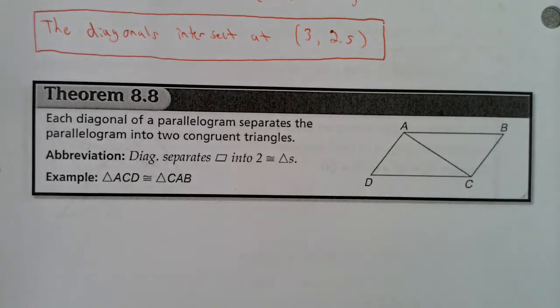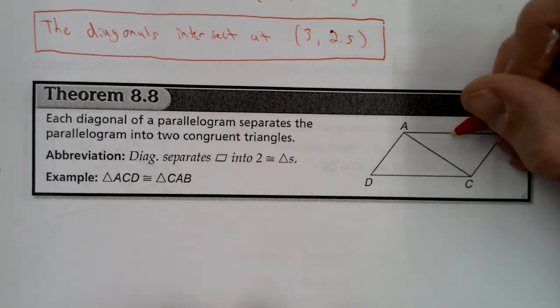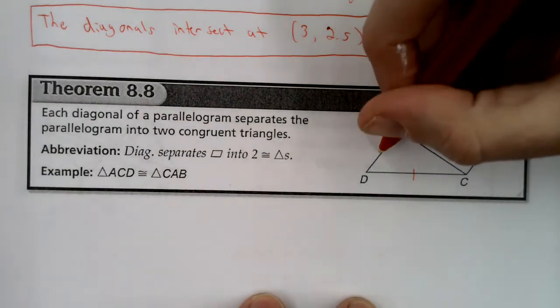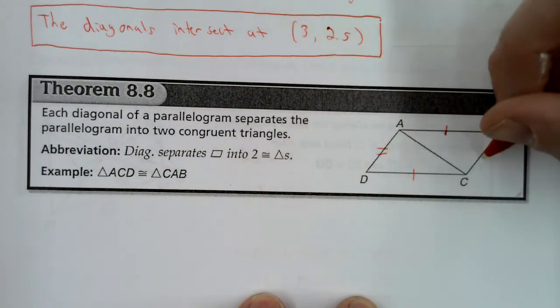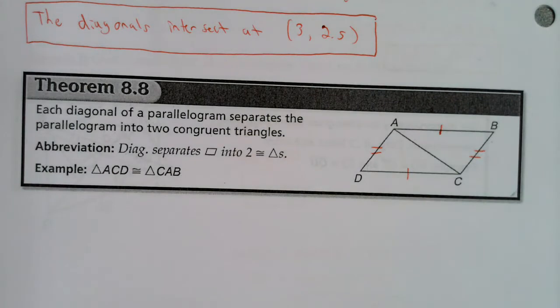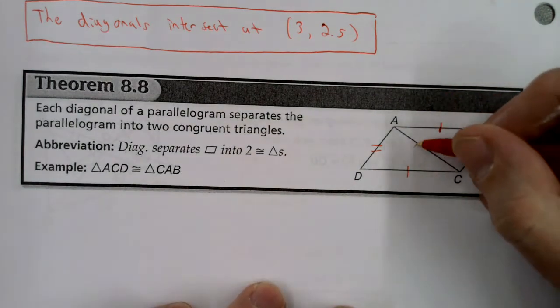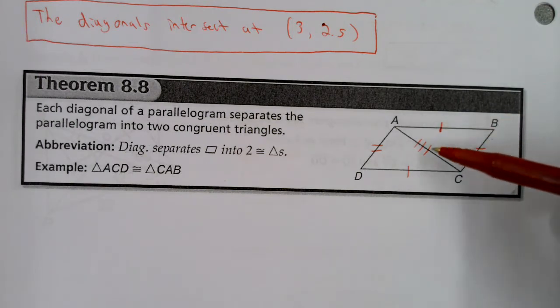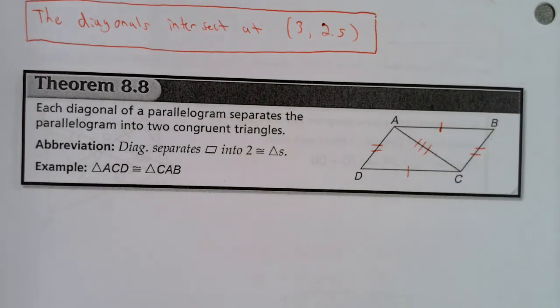Okay, one more theorem today. Each diagonal of a parallelogram separates the parallelogram into two congruent triangles. That should make sense because if you think about it, the opposite sides of a parallelogram are congruent. So this side is congruent to that side, and this side is congruent to that side, and this side is in common to both. So look, the two triangles are congruent by side, side, side.